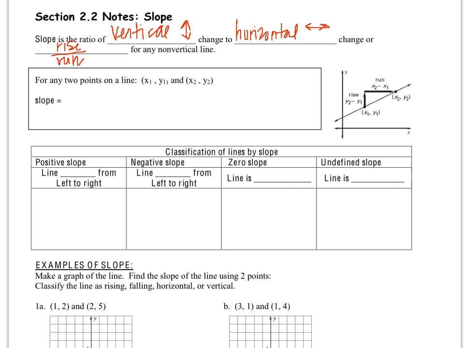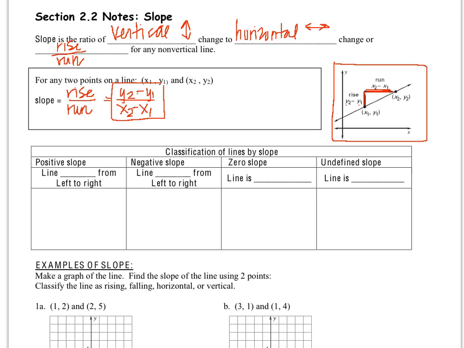As we look at 2 points, you can see this visual over here on the right-hand side, where they tell you rise is the change in the y's, and we normally take the second y value minus our first value, and the run is the change in the x values, which is normally the second value minus the first value. So to find slope, it's rise over run, which is y2 minus y1 over x2 minus x1. And this is the one that I'm going to use the most.